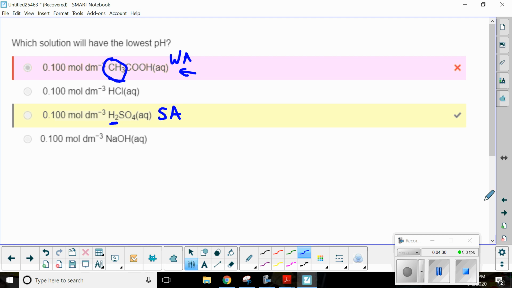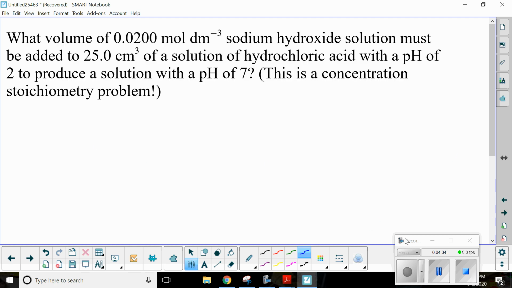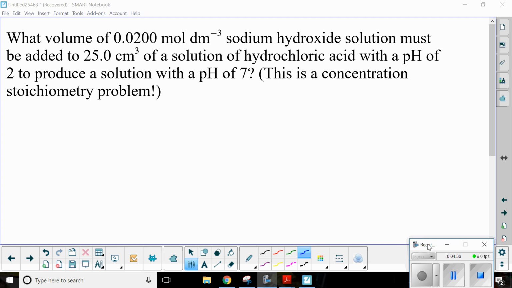And then the grand finale, the pH stoichiometry problem. So it says, what volume of 0.0200 moles per liter sodium hydroxide solution must be added to 25 milliliters of a solution of hydrochloric acid with a pH of 2 to produce a solution with a pH of 7?